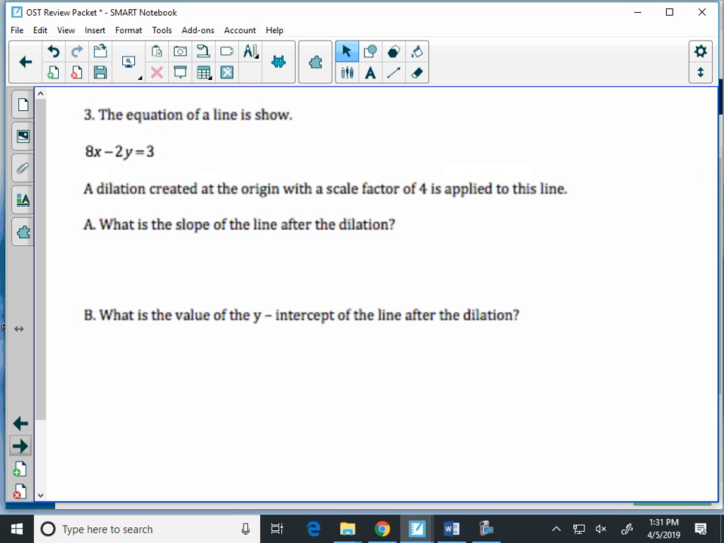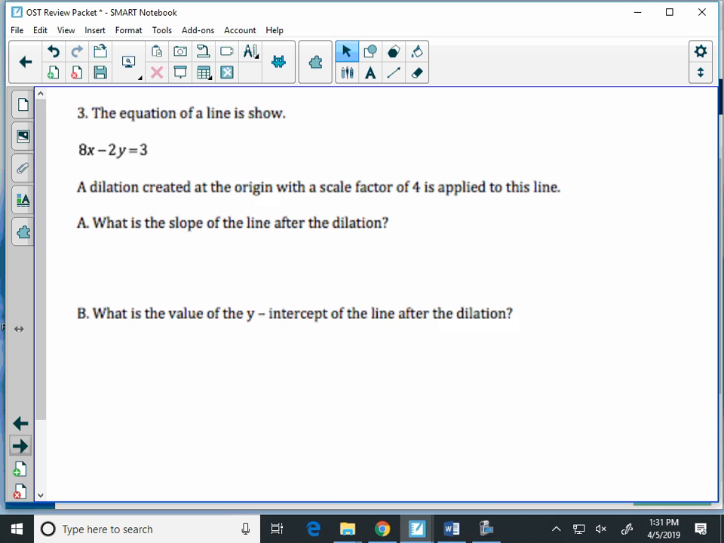If we take a look at the next one, I'm going to show you 2 ways you can do this. The first way is kind of the long-handed way. Then I'm going to show you how you can use Desmos to check your answer or even to figure out the answer. Number 3 says the equation of a line is shown, 8x minus 2y equals 3. A dilation centered at the origin with a scale factor of 4 is applied to this line. What is the slope of the line after the dilation? And B, what is the value of the y-intercept of the line after the dilation?